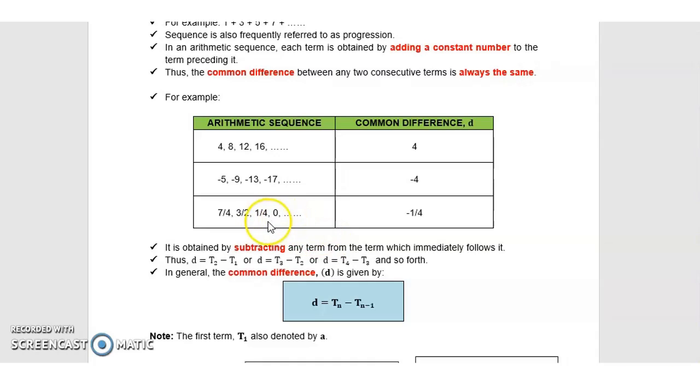Similarly here, how to get the common difference? d equal to negative 1 over 4. So 0 minus 1 over 4, you will get negative 1 over 4. Or T2 minus T1, 3 over 2 minus 7 over 4, also you will get negative 1 over 4.